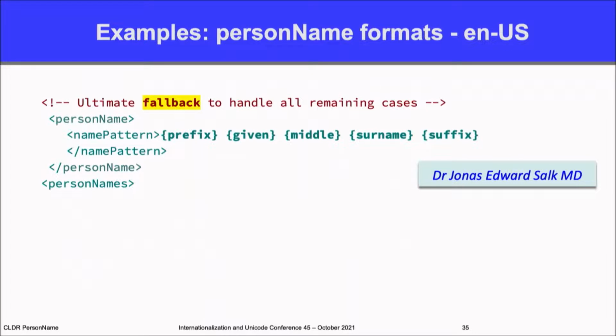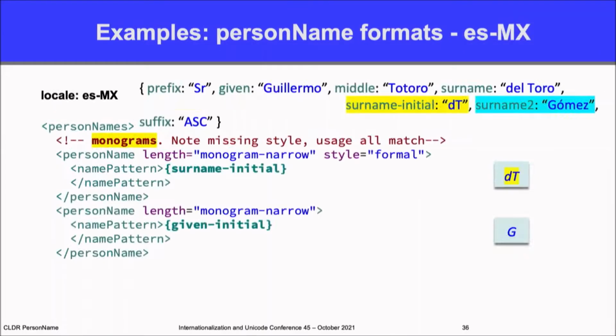Final one would be like a fallback. This would be its person name with no attributes whatsoever, and it would just drop right in. And this is a case where you may end up with the Dr. Jonas Edward Salk MD, which may be incorrect for the representation that you're looking at. Go real quick through a few of these.